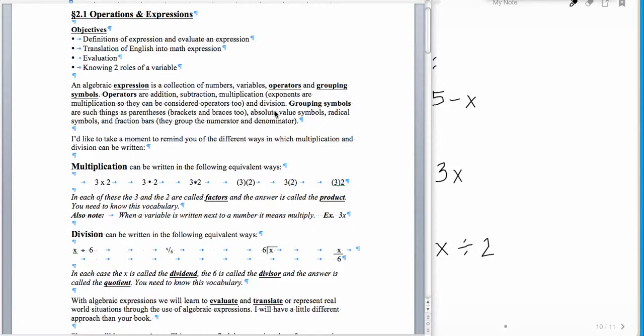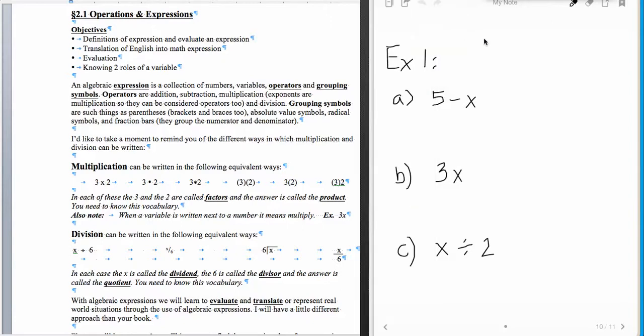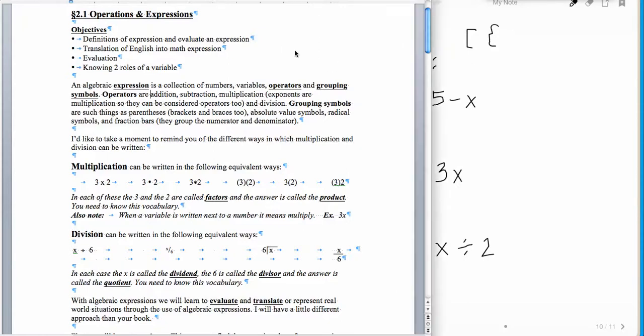Grouping symbols are another thing that we see in an expression. Grouping symbols are things like parentheses or brackets or braces. Parentheses we're used to seeing. Brackets are the square ones. They're the ones that look like this here, and then braces are the squirrely looking ones like that right there. Those are grouping symbols. Absolute values, which we haven't talked about, radical symbols, which we haven't talked about, and fraction bars, which we'll be seeing in the next section. Those are all grouping symbols.